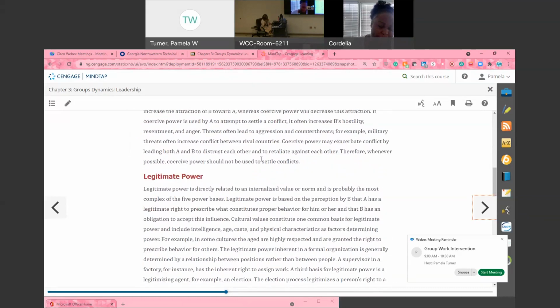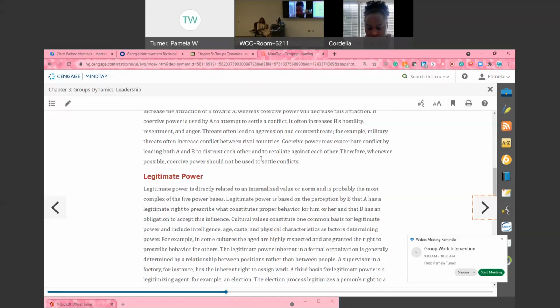Legitimate power is the one who actually has the power. It's based on internalized values or norms and is the most complex of the 5 power bases. Legitimate power is based on the perception by B, the people, that A has a legitimate right to prescribe the constitutions or the rules. Legitimate power is inherent in a formal organization and generally predetermined by a relationship. So, for example, in a work setting, the person that has legitimate power is my boss, right? He's got legitimate power. However, the book is suggesting that there also can be legitimate power based on perception.